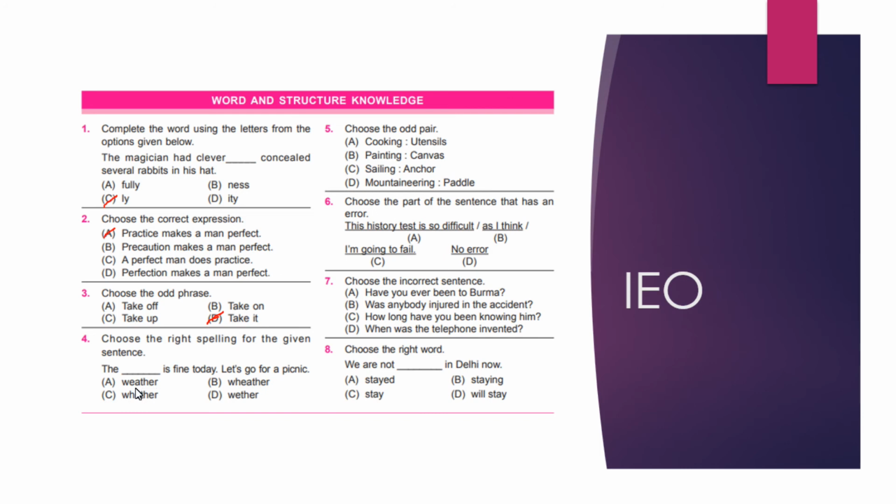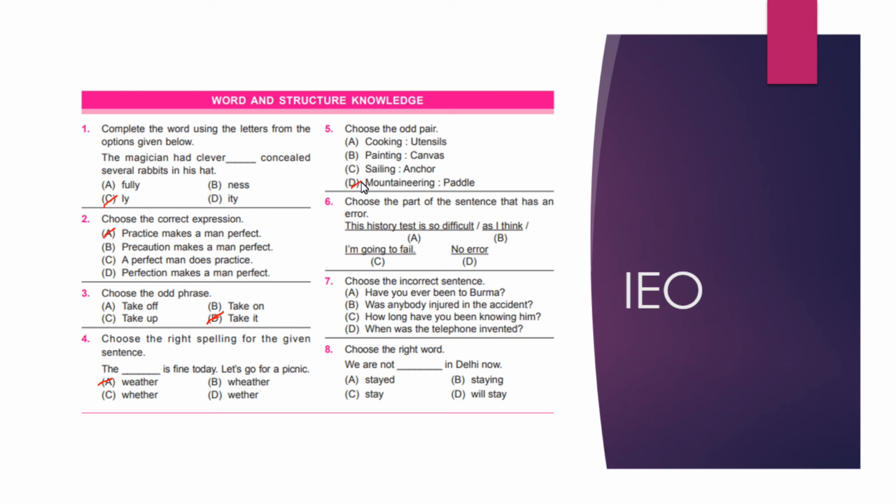The weather. What's the spelling of weather? Weather means the climate, something related to that. So it's WEATHER. Next, choose the odd pair. Cooking utensils, painting canvas, sailing anchor, mountaineering paddle. Obviously, the odd pair is mountaineering paddle. It's not paddle. Don't ever think like that.